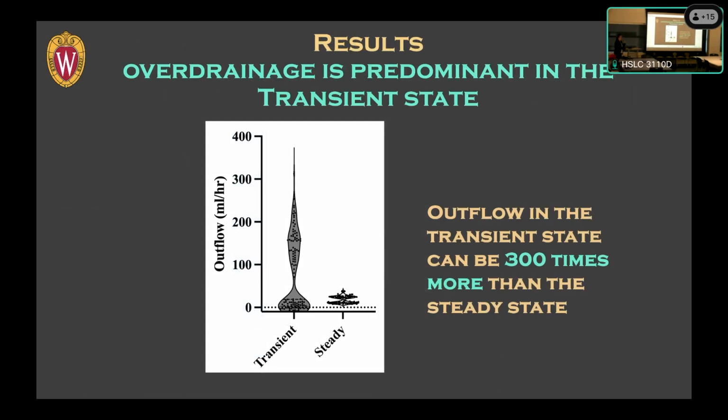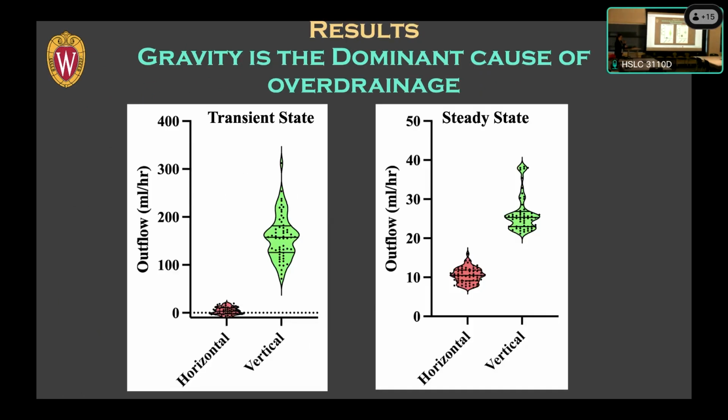So now we wanted to look at how gravity is related to this in each of these states. We looked at the transient state, which is the fast state, and the steady state, which is the somewhat stable state. And we see that there is overdrainage in both states. If we look at this graph here and the y-axis, even in the steady state we have overdrainage in the vertical position, but not as severe as in the transient state, which is 300 times more than the horizontal position.